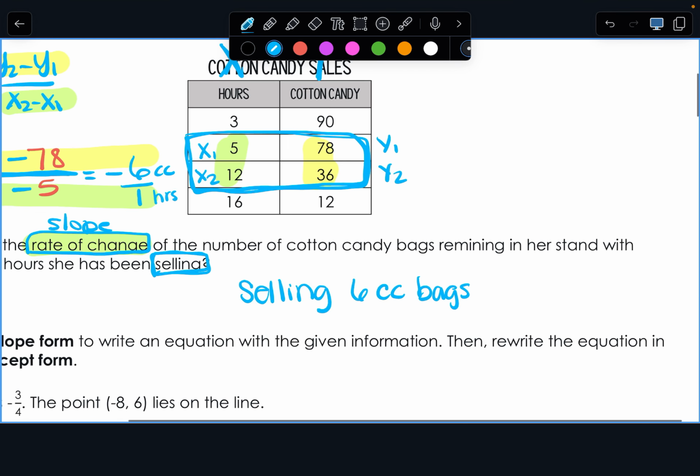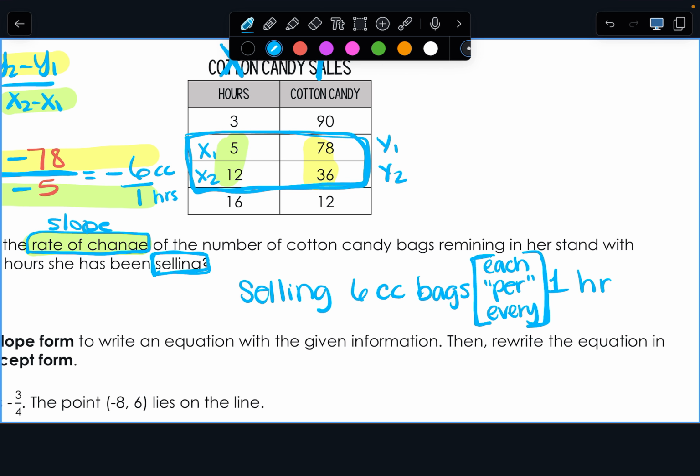What word do we attach to describe slope? Per 1 hour. You can use per. You can use what else? Each, every. Each, every, per. Somebody threw out earlier, and, 6 bags and an hour. But you can only use and when it's 1. You can't say and 3 hours. So that's not one that we would typically use.